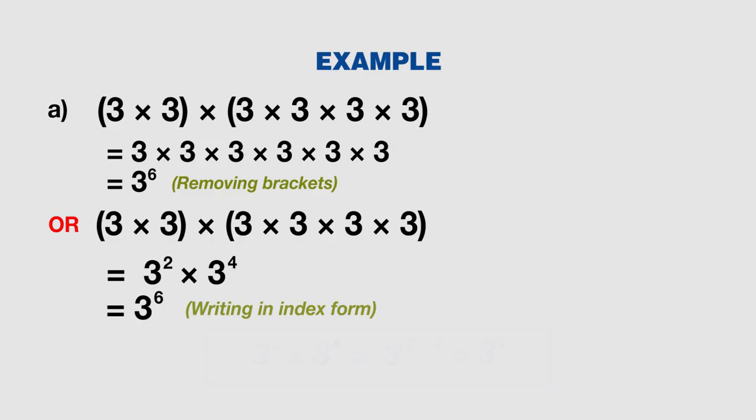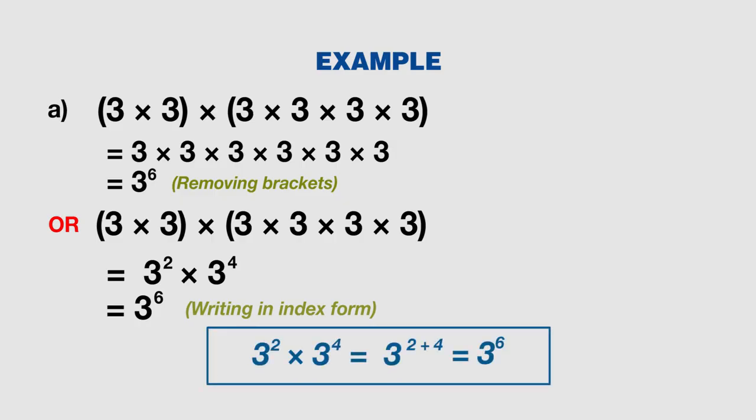What we are saying here is that if you are multiplying 3 raised to the power 2 by 3 raised to the power 4, the easiest way to get your answer is to write the base, which is 3, and add your powers. So you get 3 raised to the power 2 plus 4, and your answer is 3 raised to the power 6. I hope you understood that.